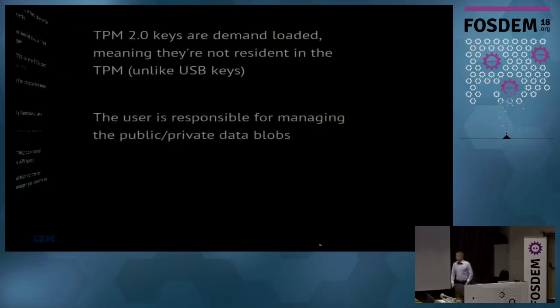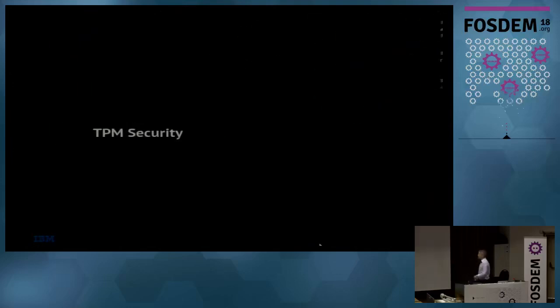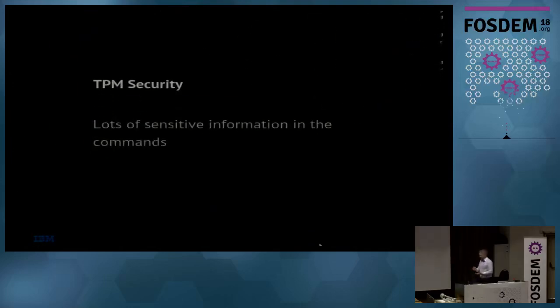And like I said, the user is responsible for managing these. And TPM 2.0 can only load 3 keys at once, so you are required to have a resource manager. Now, don't despair. If you have a kernel before 1.12, what I'm showing you can actually work without a resource manager. The problem is that if you use it with too many keys, you're prone to getting an out-of-memory error from the TPM. That's the only real difference. So essentially, if you want to use it with many keys at once, you have to use it with a resource manager. So, a little aside on TPM security.